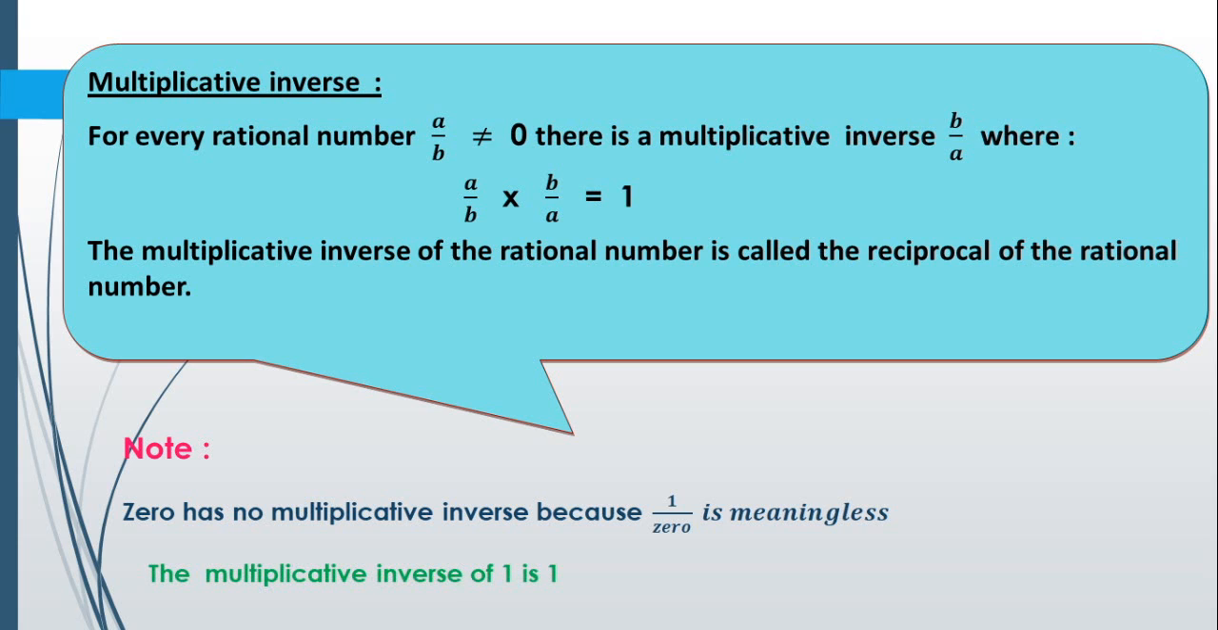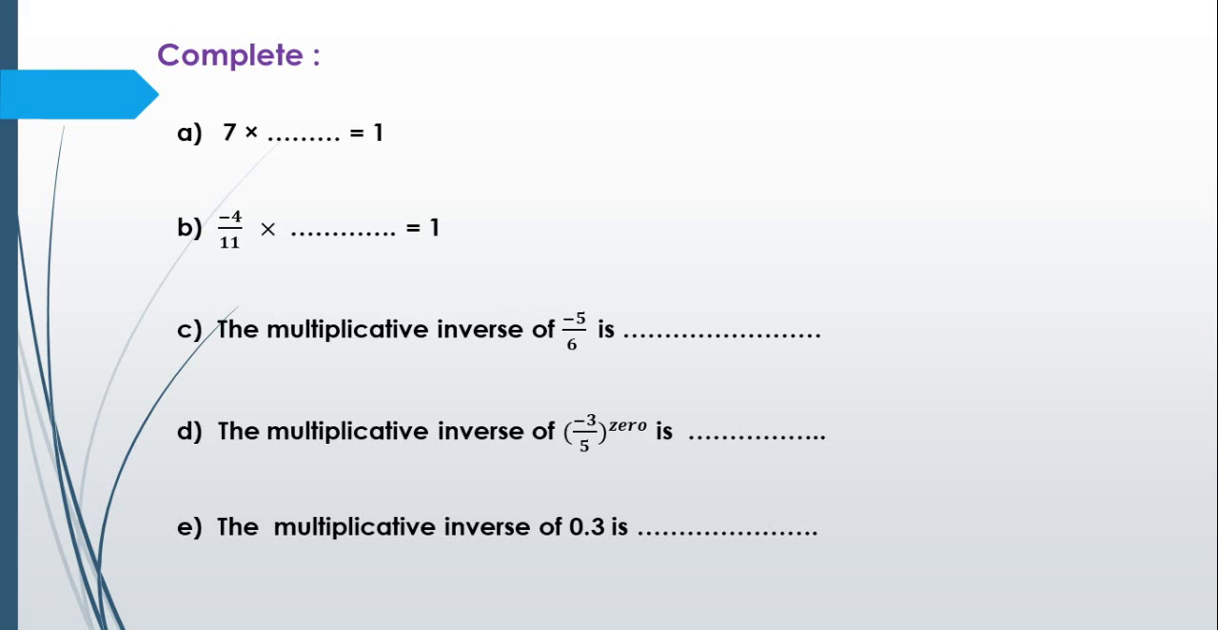We have another note. The multiplicative inverse of 1 is 1, and the multiplicative inverse of negative 1 is negative 1. Now complete. 7 times blank equals 1. You want a number times 7 equal 1. It will be 1 over 7.